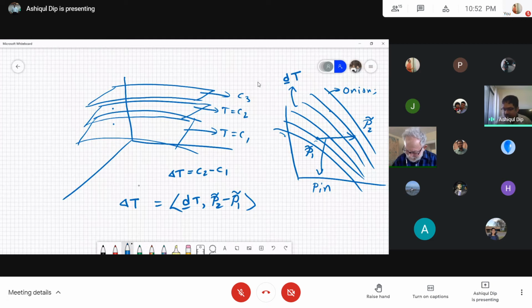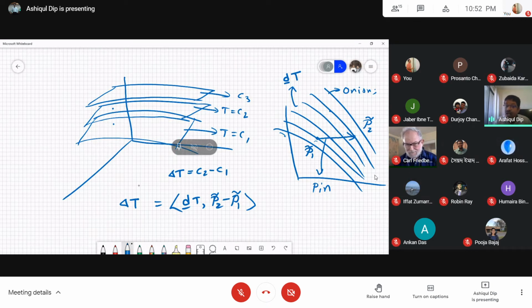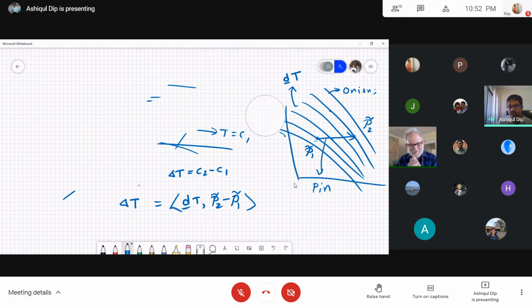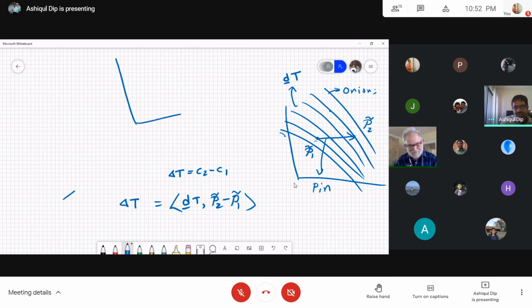The surfaces of constant temperature but separated by 1 unit. Okay, let me draw it. For Cartesian coordinates, it will be easy to see what dt means. So for Cartesian coordinates, say this is my xy plane, right?